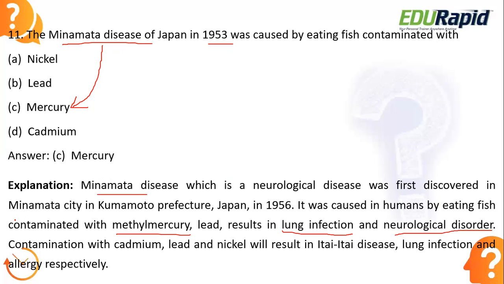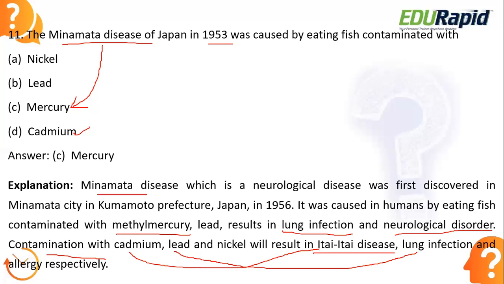Similarly, when we are looking at the rest of it, contamination with cadmium, lead, and nickel. If there is a contamination of cadmium, that results in a disease called Itai-Itai, whereas if the lead content is more in our body, that leads to lung infection, whereas the nickel content in our body leads to allergies. It can be skin allergy or internal allergy. Okay, moving to the next question.